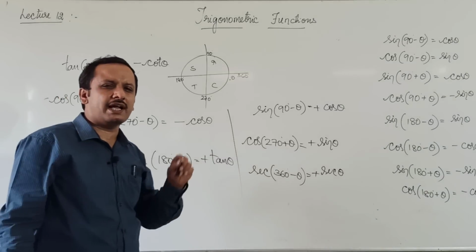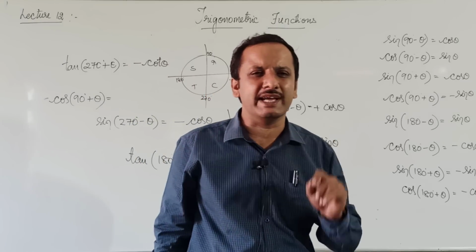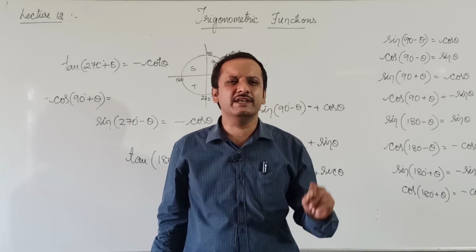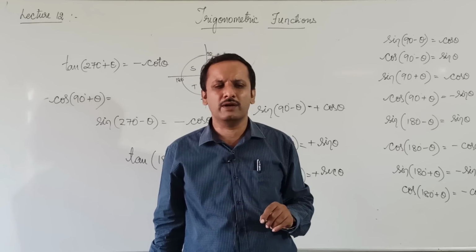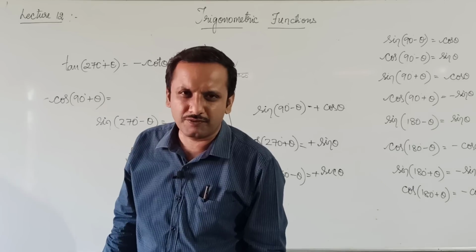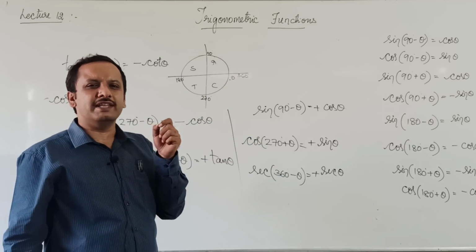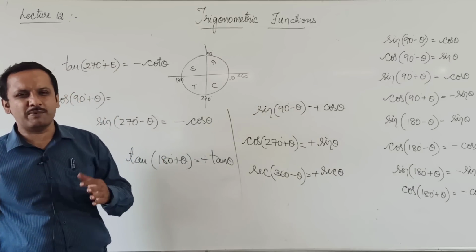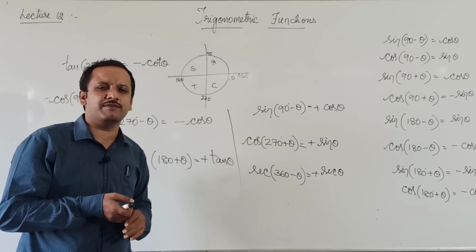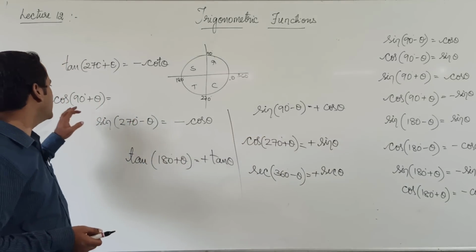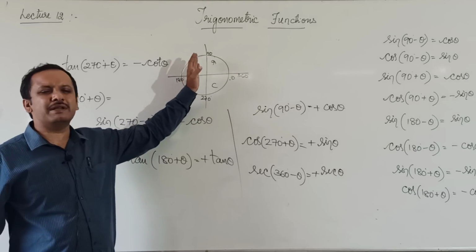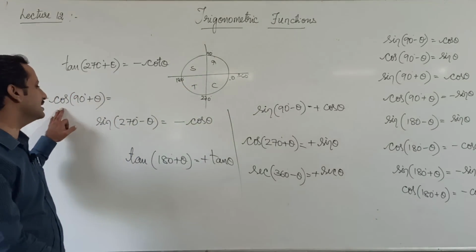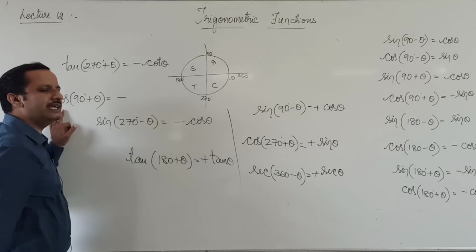The first step is to identify the quadrant in which that angle lies, and based on that you write whether it is positive or negative. Okay, then you write the cofunction. We have to see whether the given function is positive or negative, not its cofunction. Before writing its cofunction you must write whether it is positive or negative. So here 90 plus theta, second quadrant. In the second quadrant cos is negative, so write minus.